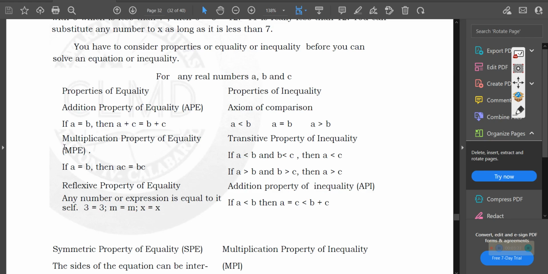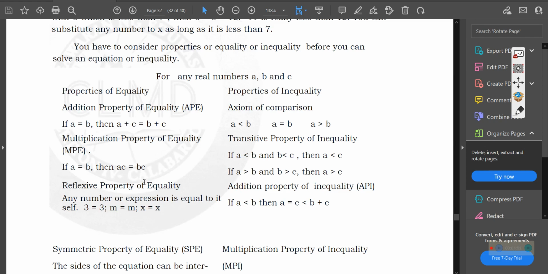We also have the multiplication property of equality or the MPE, which states that if A is equal to B, then AC or A times C is equal to B times C. So, parang sa APE kanina, ang ibig sabihin nito, when we have two equal quantities, multiplying the same number will maintain the balance of the equation. Okay? So, dapat same yung value na ating imumultiply dun sa both sides ng ating equation. We have the left side and the right side.